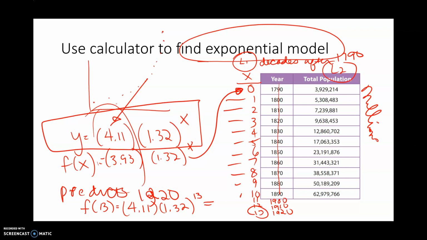The other thing I can do is see how well our data fits our scatter plot. Well, I'll plug in 4.11 times 1.32 raised to the x, and then it'll overlay on my data. Oops, I think I put the problem in wrong. As soon as I get this, we're going to end here in a second.